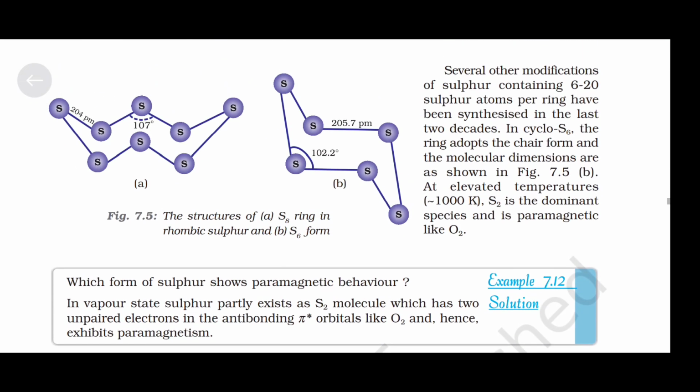Several other modifications of sulfur containing 6 to 20 sulfur atoms per ring have been synthesized in the last 2 decades. In the cyclo S6, the ring adopts the chair form and the molecular dimensions are as shown in figure 7.5. At elevated temperatures, S2 is the dominant species and is paramagnetic like O2.